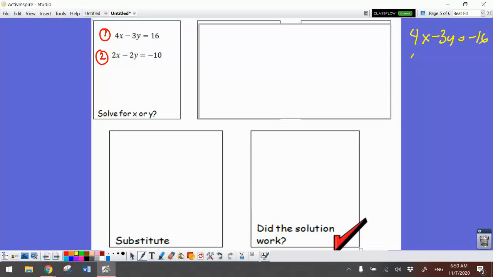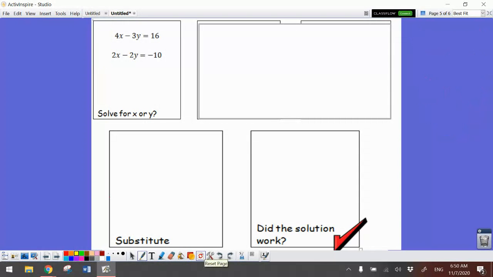If I solve for x, I have 4x equals positive 3y minus 16. And I'm going to divide by 4. Well, that's all fine and dandy because that becomes a 4, but I still have a fraction right there. 3 divided by 4. 3 does not divide by 4, ever. So there isn't any way that solving for x in this case is going to clear my fraction.